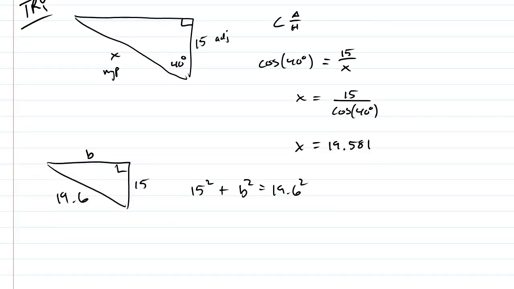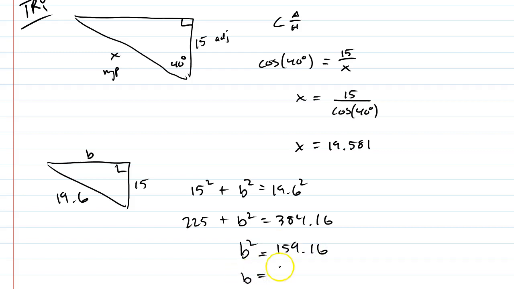So why don't we actually finish this one through and figure out that last leg. 15 squared is 225. B squared remains. 19.6 squared is 384.16. And to start working this out, I need to subtract 225 on both sides. I get 159.16. And to undo that square, I use a square root. B is going to be, after I do this in my calculator, 12.616 if I round, or some teachers just say to the tenth, so it's around 12.6 on the other side. And there you have it. I found all three sides.